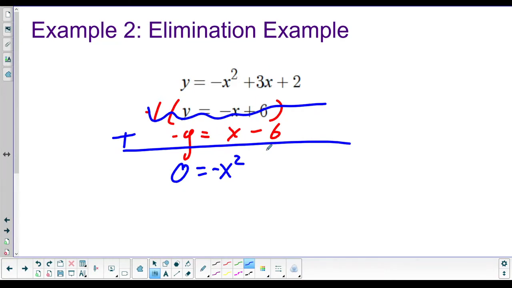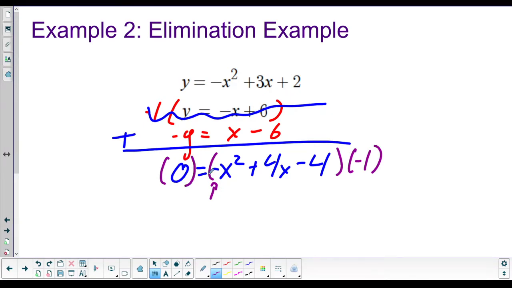3x plus x is 4x. And then 2 minus 6 is negative 4. All right. Now this thing, we're going to try and factor. But first, it's bad to have a negative in front of your x squared. So what we're going to do is multiply both sides by negative 1.